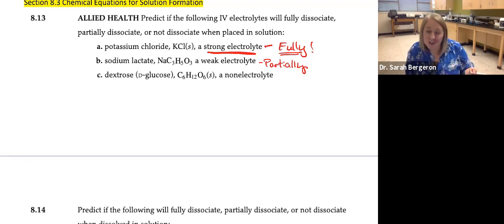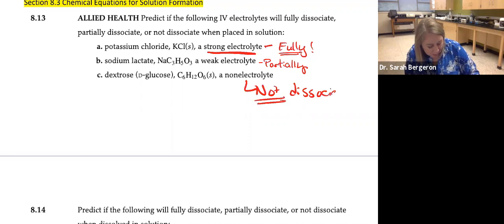All right, dextrose, D-glucose, right? It's a non-electrolyte. We're not going to make any ions. So is it going to dissociate? Is anything going to come apart or off or anything like that? No. So this is not dissociating, or will not dissociate, however you want to say.